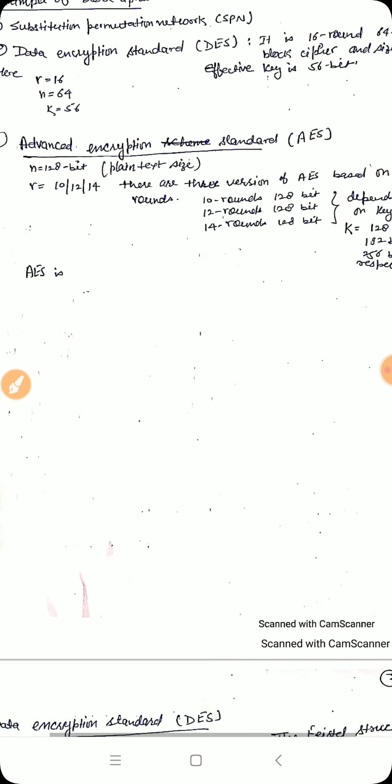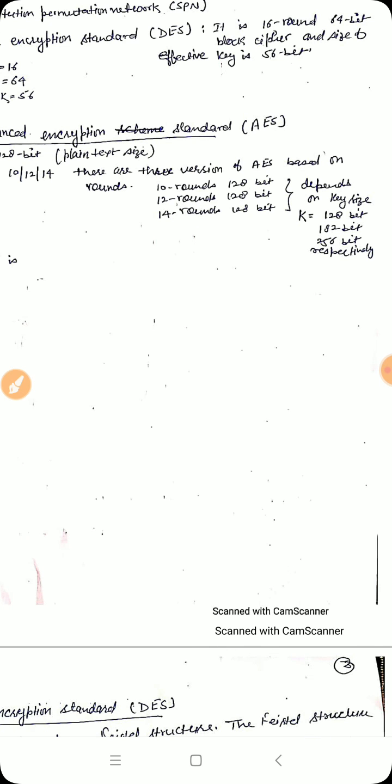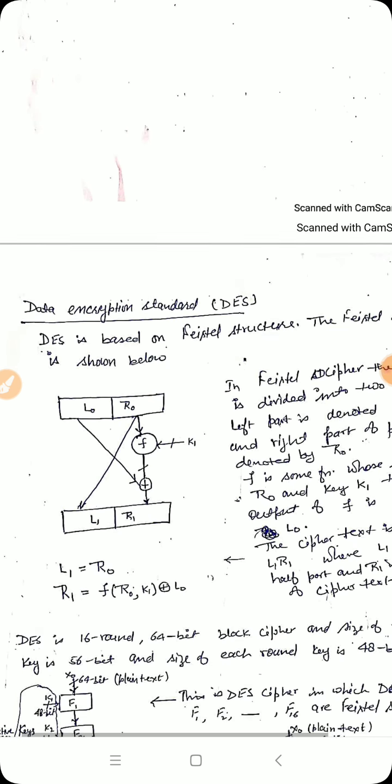So the number of rounds depends on the key size. If it is a 10 round AES, then the key size is 128 bit. If it is a 12 round AES, then the key size is 192 bit, and if it is a 14 round AES, then the key size is 256 bit.